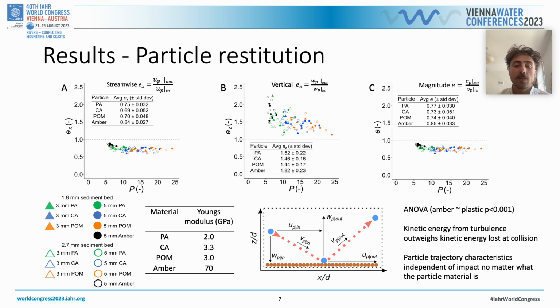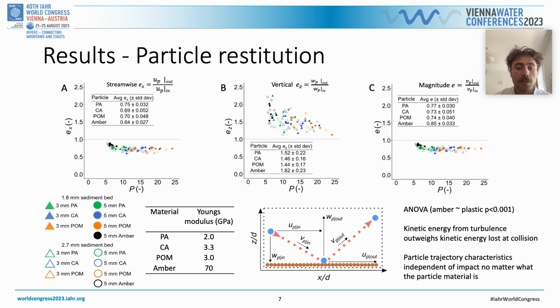Figure C shows both the streamwise and vertical vectors together as magnitude, where we show that overall energy is lost at particle-bed collisions. We find statistically, using an ANOVA statistical test, that microplastics have significantly lower restitution values compared to the amber sediment, which suggests that microplastics lose more energy per successive collision during saltation compared to the amber particles, which have a higher Young's modulus and therefore have more elastic collisions.